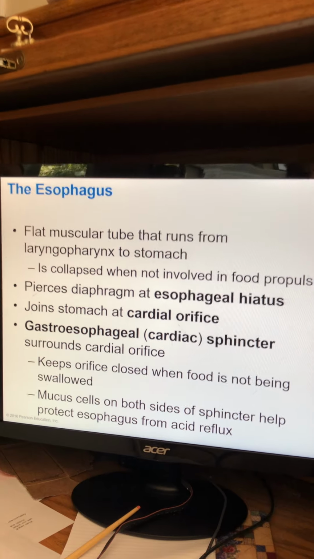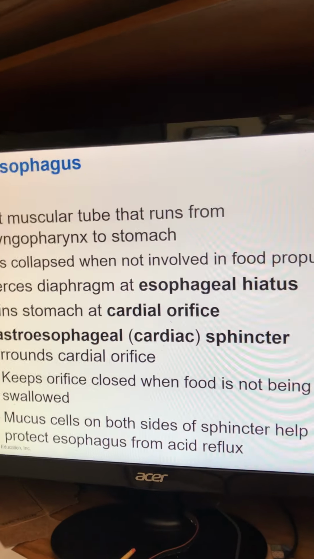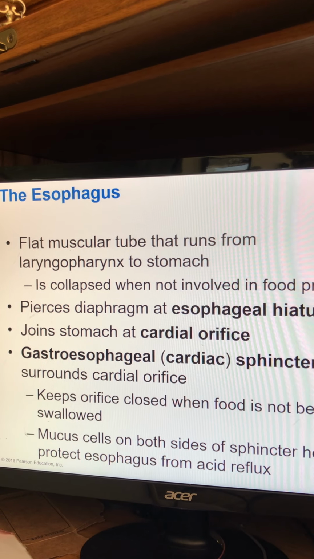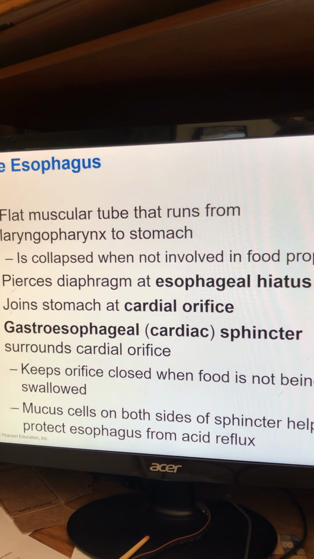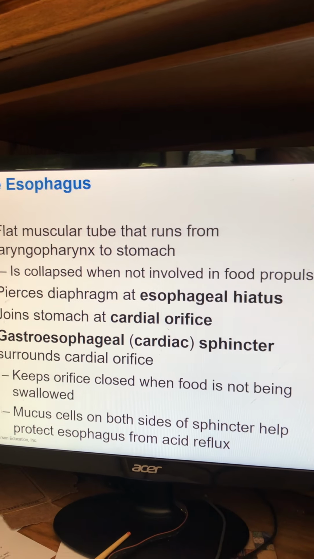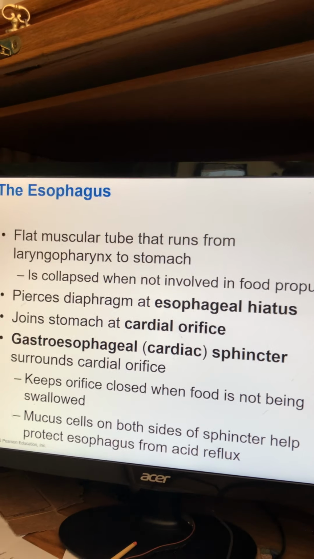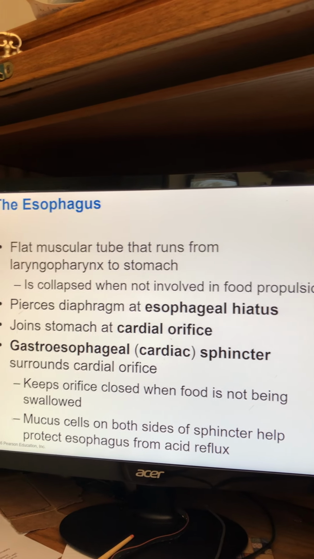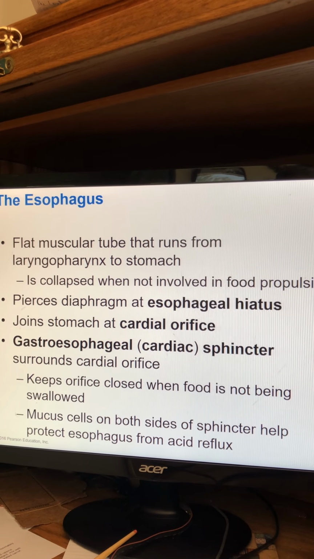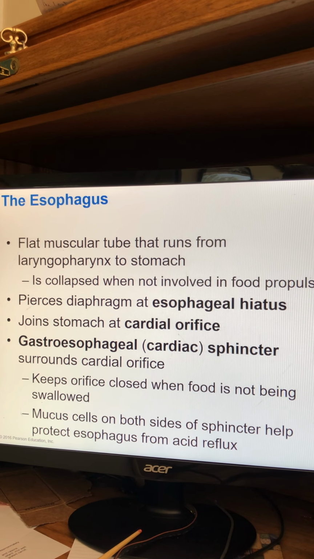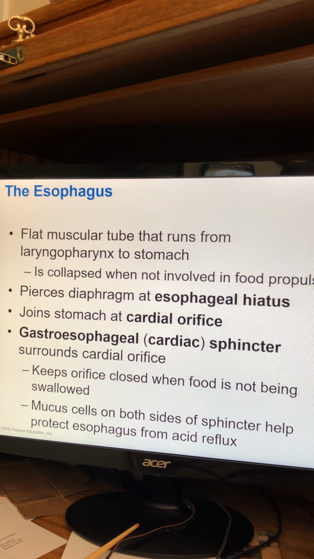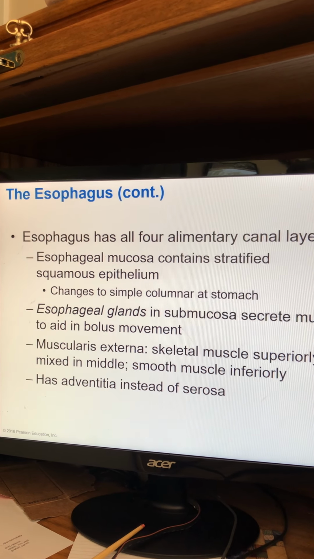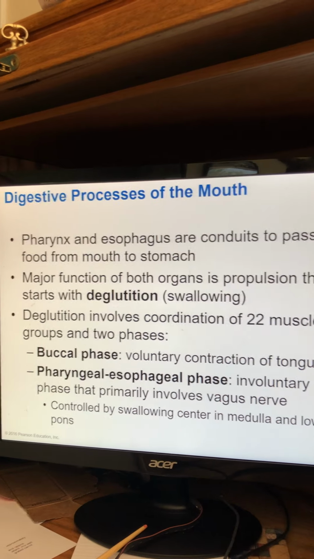And as the flattened tube that goes from your mouth into your stomach, it's called the esophagus. The esophagus, because it has food going through it, is lined with stratified squamous epithelium. Where the esophagus pierces the diaphragm, it's called the esophageal hiatus, and where it joins at the stomach, it's called the cardiac orifice. Now let me just show you what that looks like here.